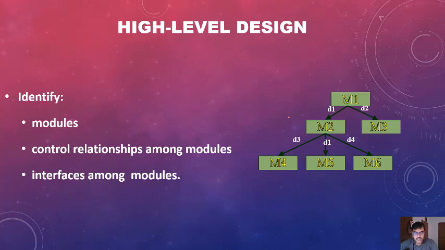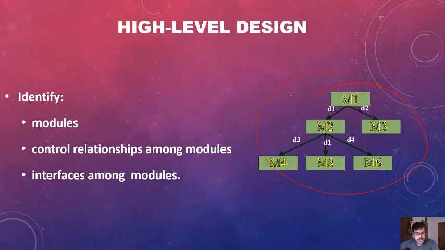Okay, so first we have to find out the modules, then the relationship among the modules, and then we have to define the interfaces among the modules. So the outcome of the high level design we call the program structure or software architecture. So this is the software architecture. This is the outcome of high level design. That is the first part of the software design phase.